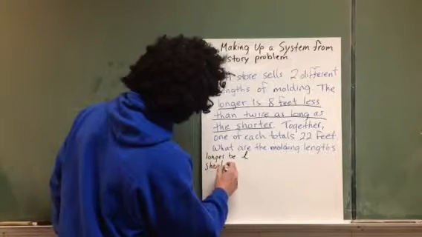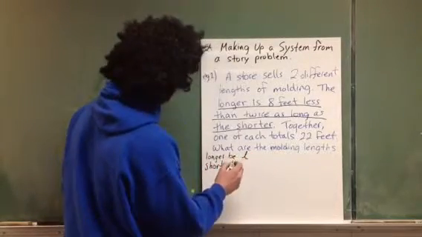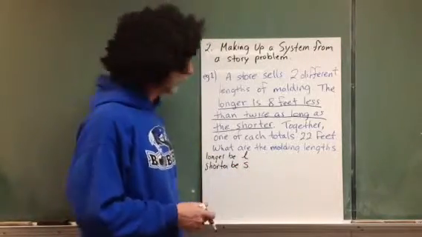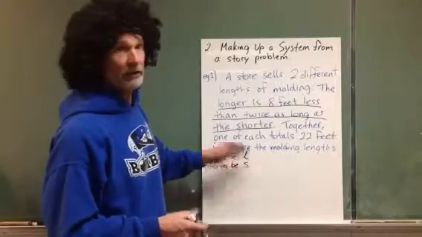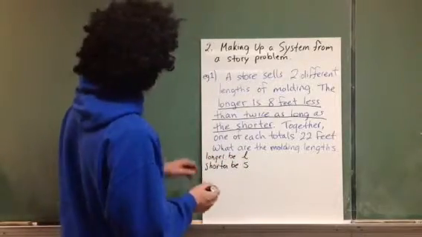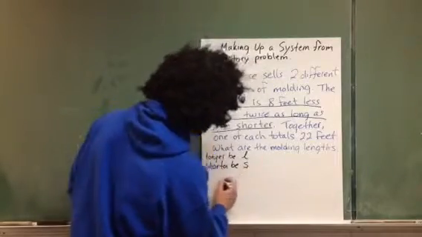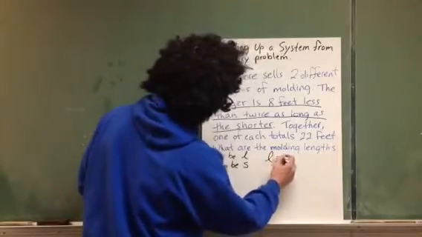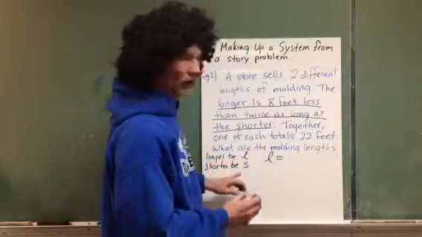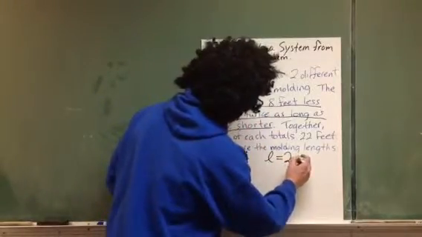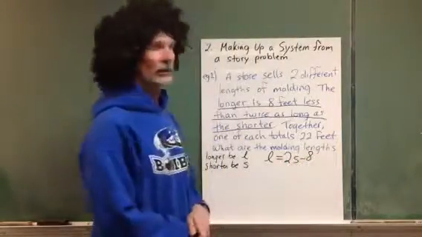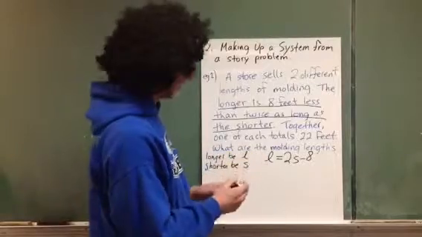Shorter will be S. We just have to be careful that S doesn't look like a 5. You're welcome to use X and Y in here instead of L and S, as long as you know what each letter represents. Okay, so the longer is 8 feet less than twice as long as the shorter. Twice as long as the shorter would look like this. 8 feet less than twice the shorter would look like this. Okay, so there's one equation.